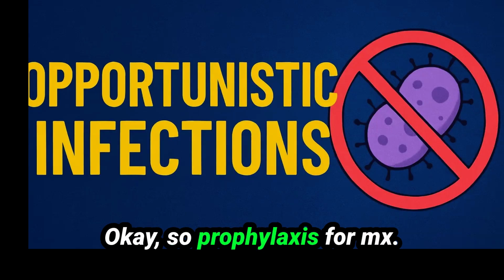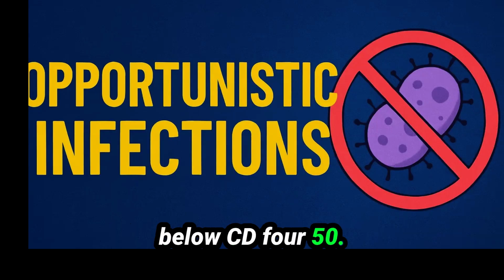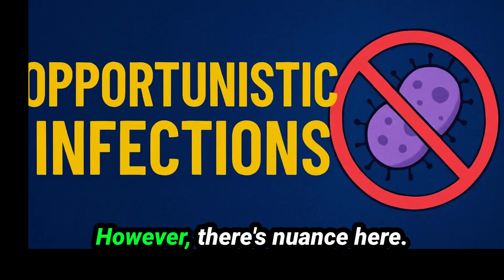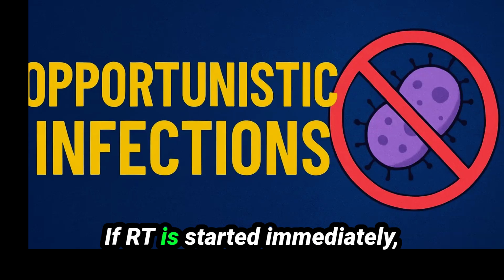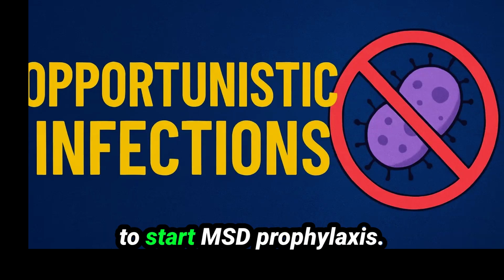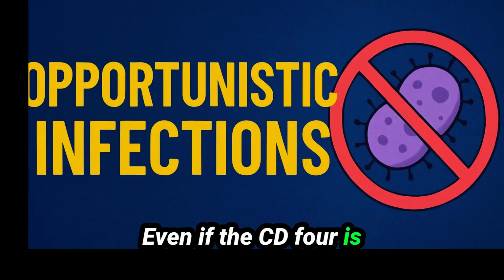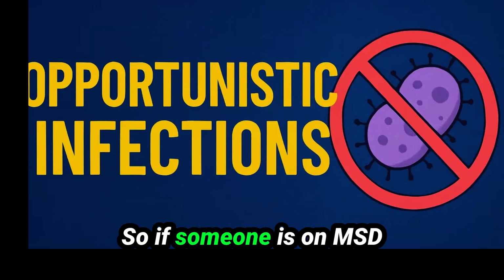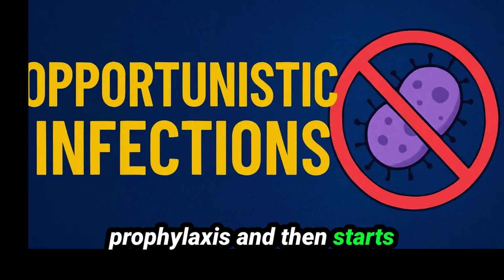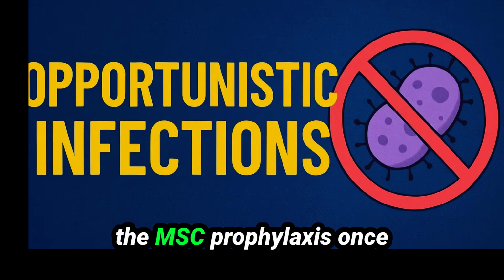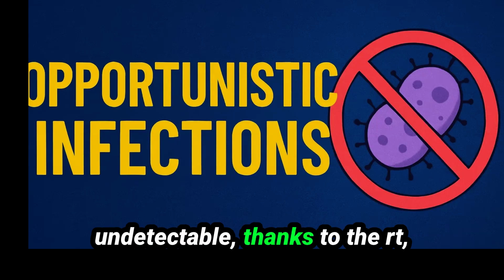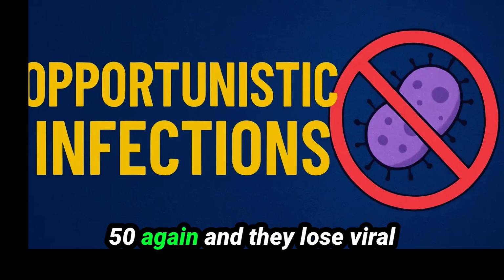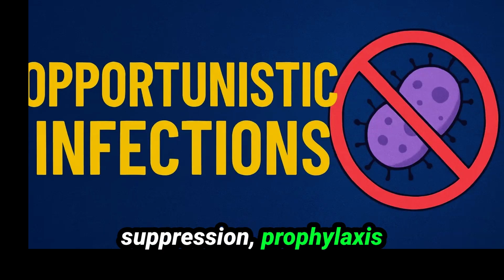Okay, so prophylaxis for MAC, recommended below CD4 50. Yes, primary prophylaxis is recommended for patients with CD4 counts under 50. However, there's nuance here. If ART is started immediately, you generally don't need to start MAC prophylaxis, even if the CD4 is below 50. The ART itself is the best prevention. Ah, okay. So if someone is on MAC prophylaxis and then starts ART... You can usually stop the MAC prophylaxis once their viral load becomes undetectable, thanks to the ART. But restart if things worsen. Right. If their CD4 drops below 50 again and they lose viral suppression, prophylaxis should be resumed.